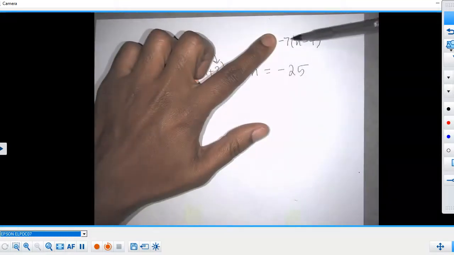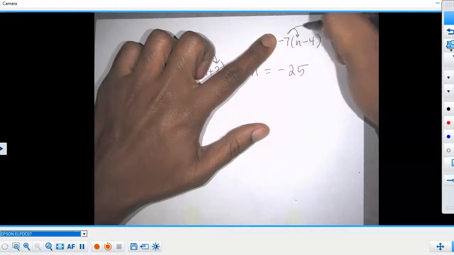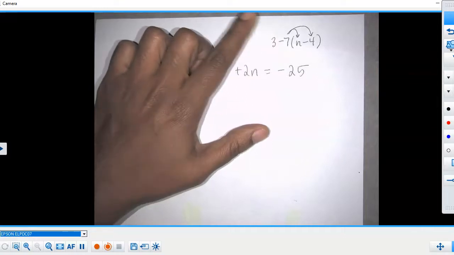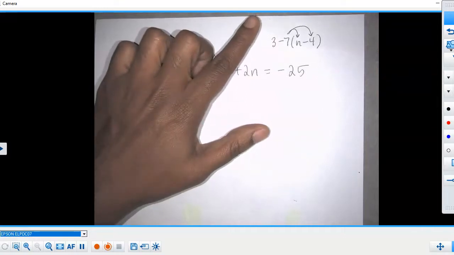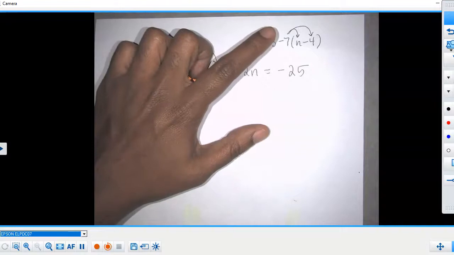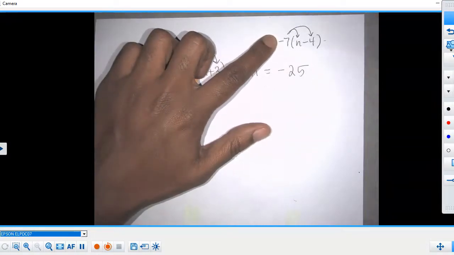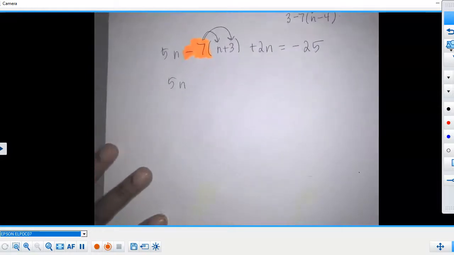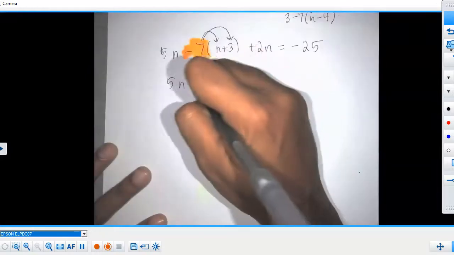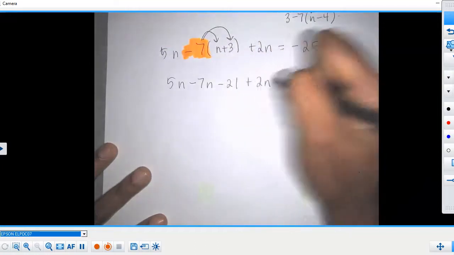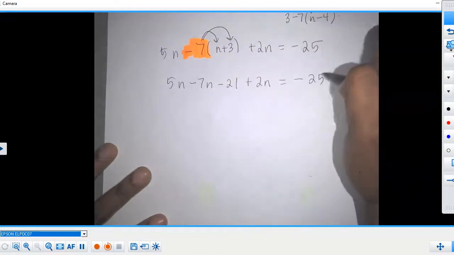This number's main objective is to free out those other two terms in the parentheses. So you don't want to say, oh, 3 minus 7 is negative 4, and then do the distributive property. Drop this one down, and then focus on freeing those other two terms. Okay, here we go. Hope that makes sense. Negative 7n minus 21 plus 2n, and then equals negative 25.